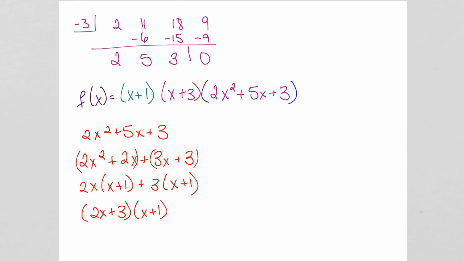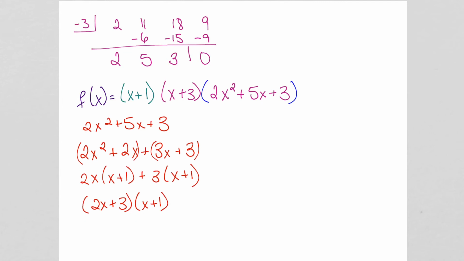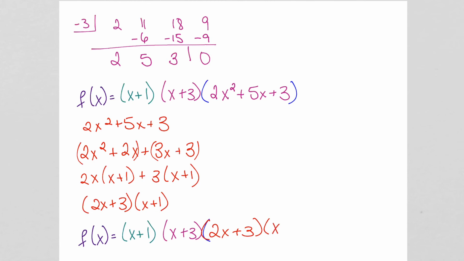So now, in place of the 2x squared plus 5x plus 3, we can put 2x plus 3 times x plus 1. And we have finally finished factoring f of x.